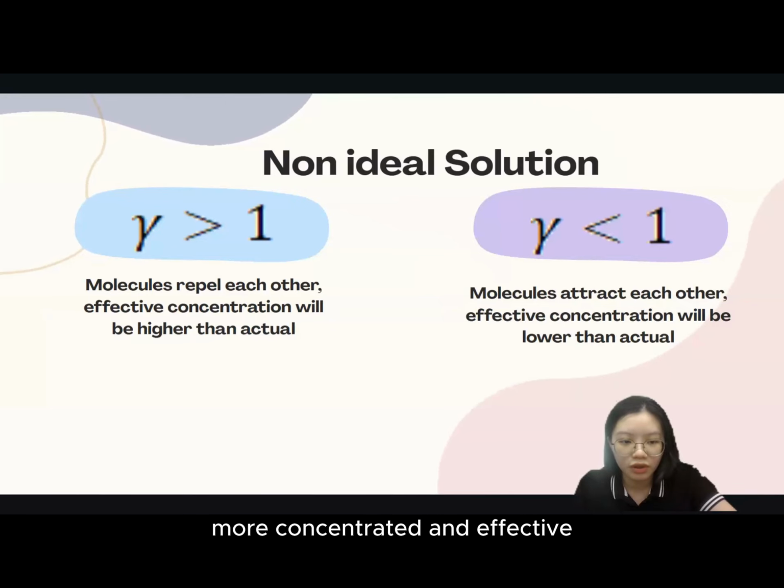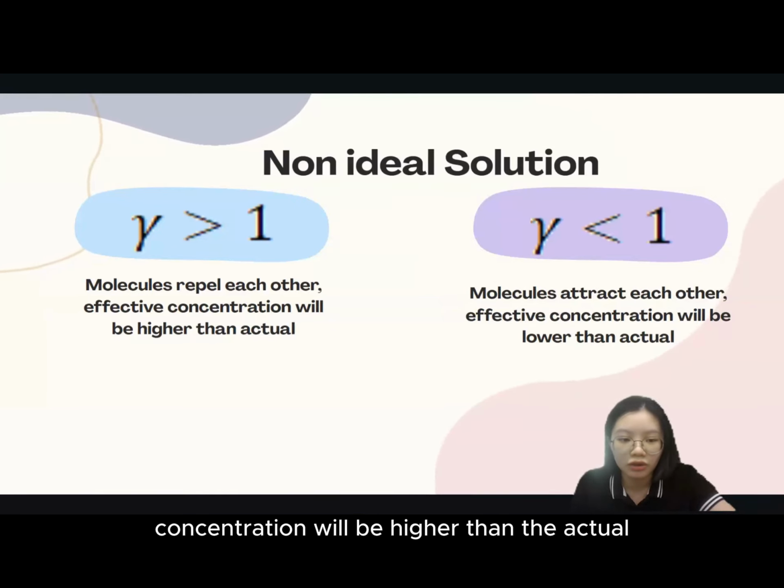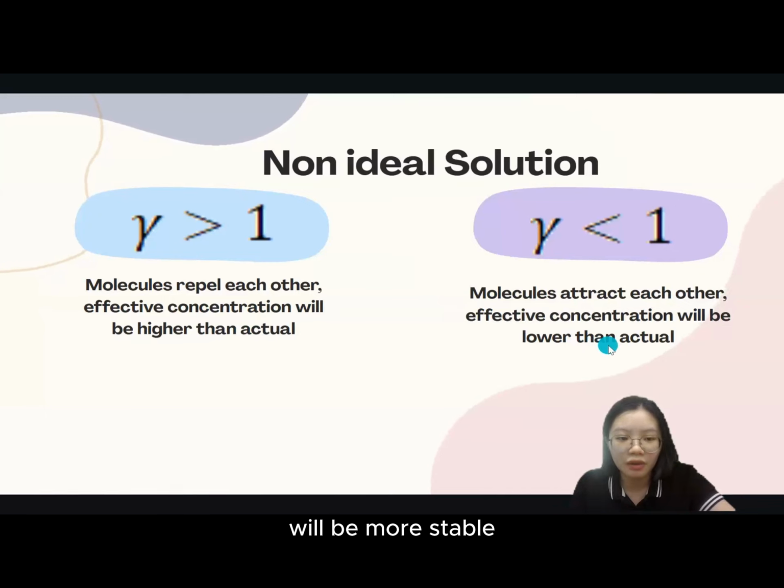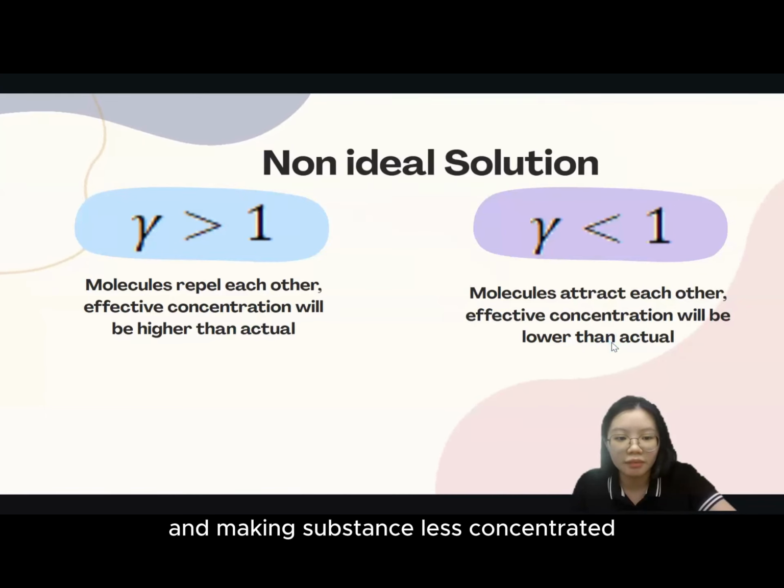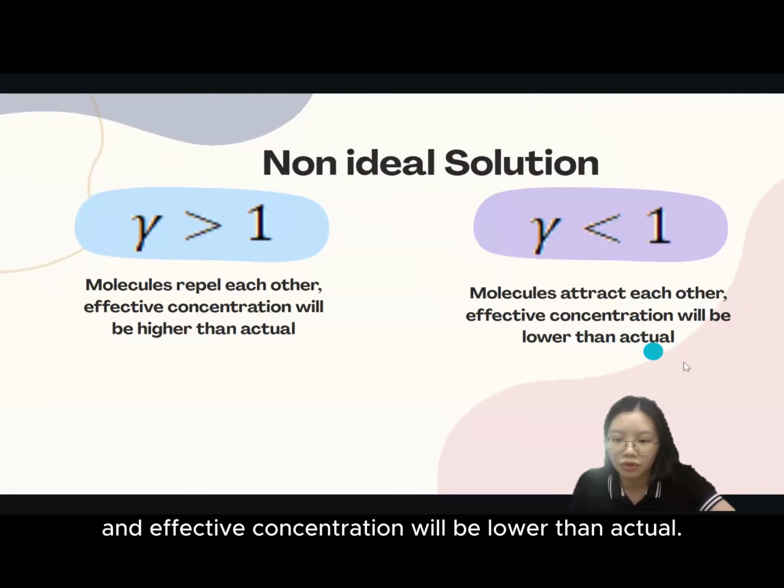substance more concentrated, and the effective concentration will be higher than the actual. When gamma is less than 1, the mixture is more stable and molecules attract each other, making the substance less concentrated, and the effective concentration will be lower than the actual.